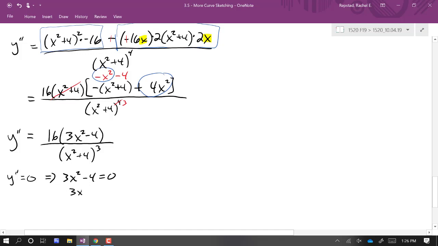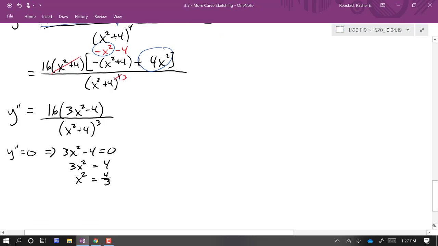So 3x squared is equal to 4. X squared is 4/3. And then we take the square root on both sides. So we get x is plus or minus 2 over root 3, which is approximately 1.15.